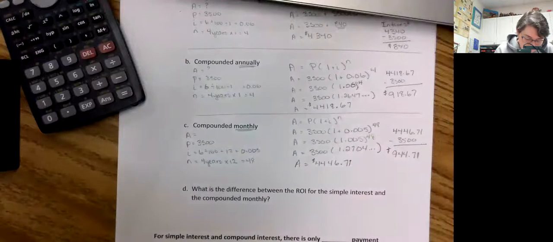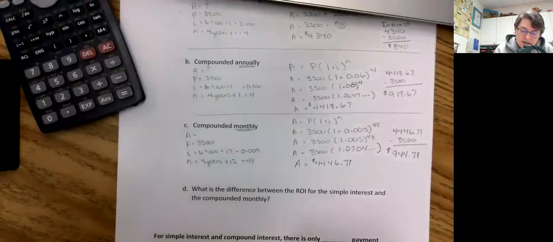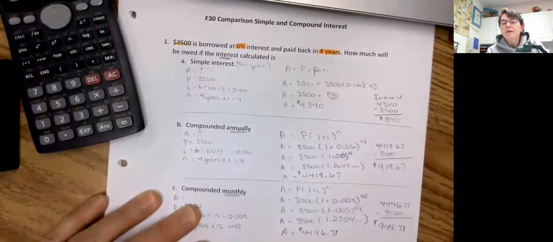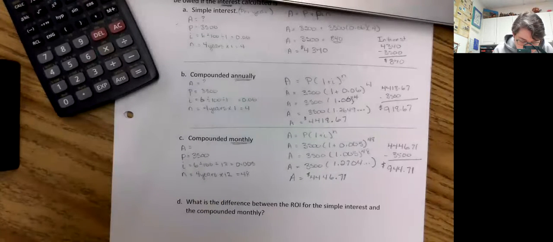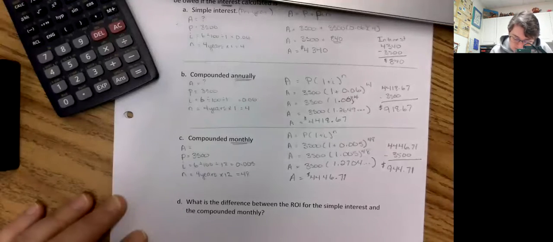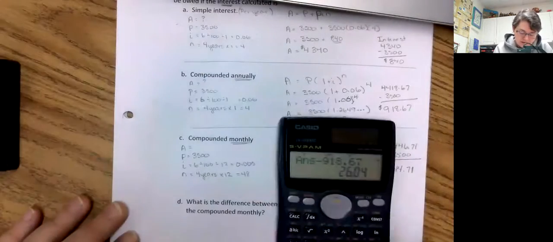So for simple, we had $840, and our original was 3,500, times 100. And monthly, I'm going to set them up first. I had 944.71 over 3,500 times 100. Okay, I'm going to do that.